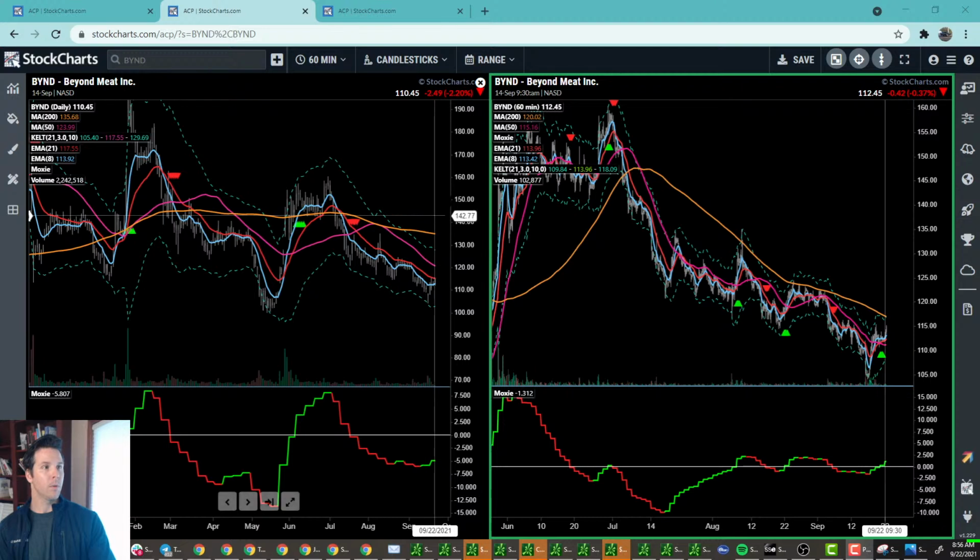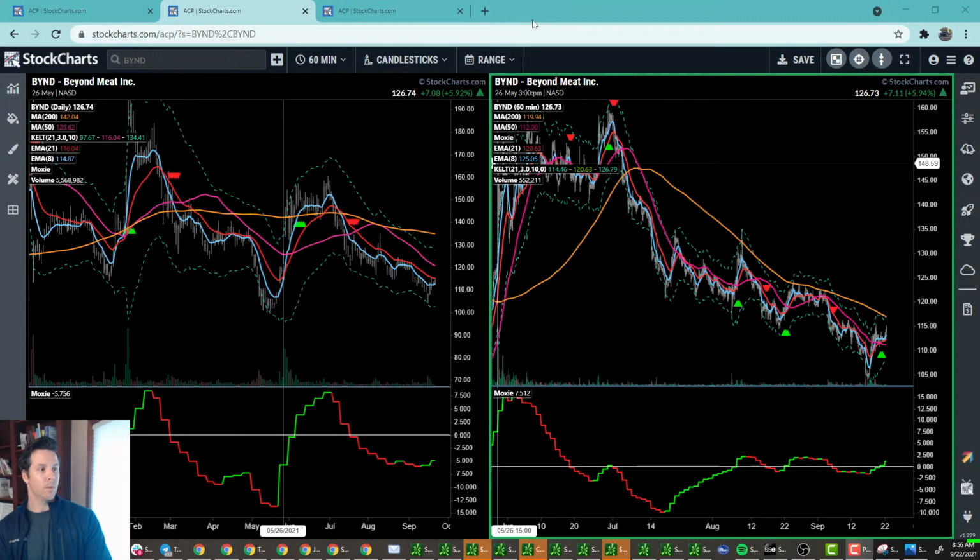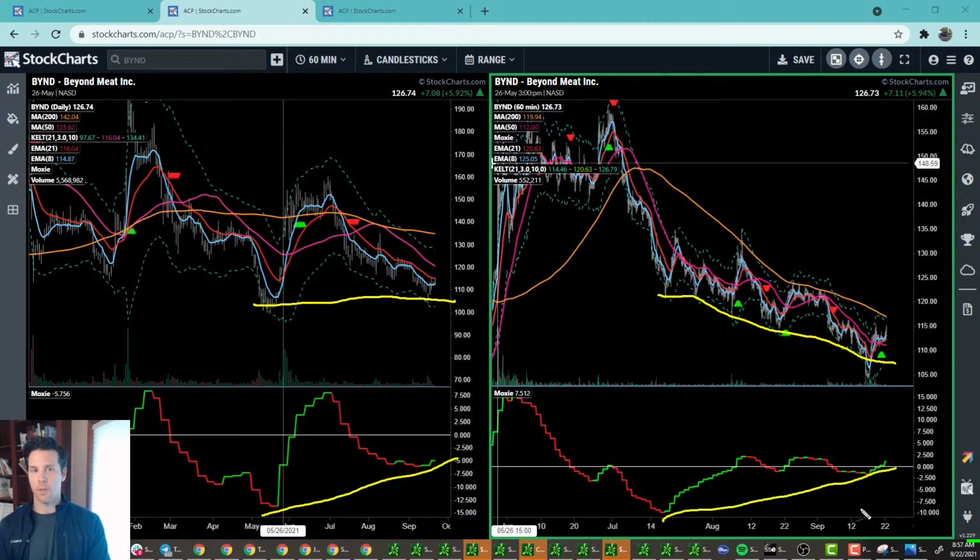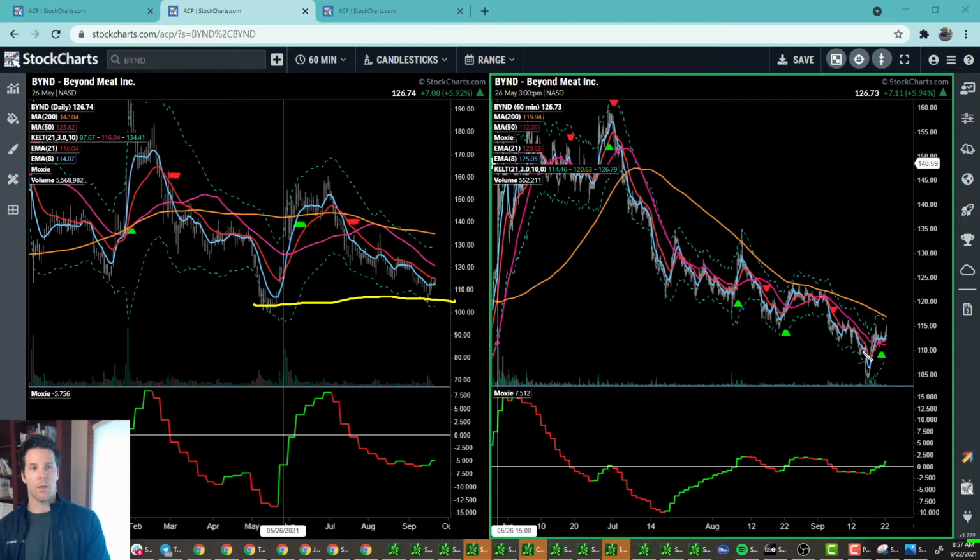One of them, let me move that. So one of them is that if you look here, we've got that double bottom, and we've got some positive divergence on the daily Moxie. You can even see that there's some divergence here on the hourly. So price down, Moxie indicator has been moving up the entire time. And then there was a bit of a dip right here. I guess that looks like yesterday or Monday. And then it's recovered pretty well today.